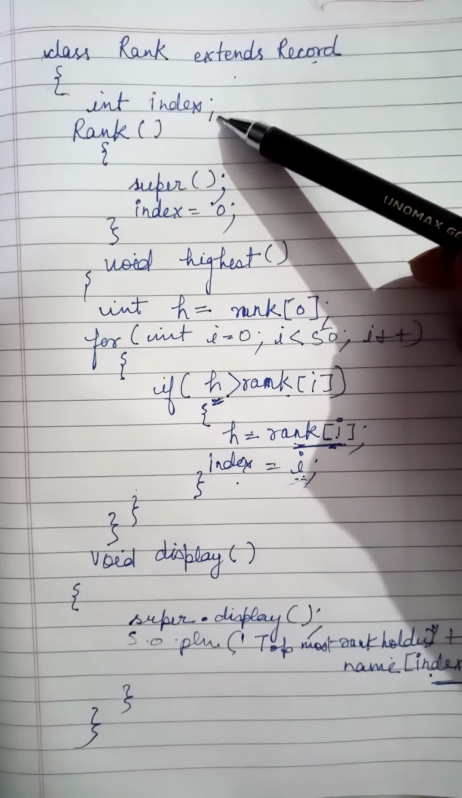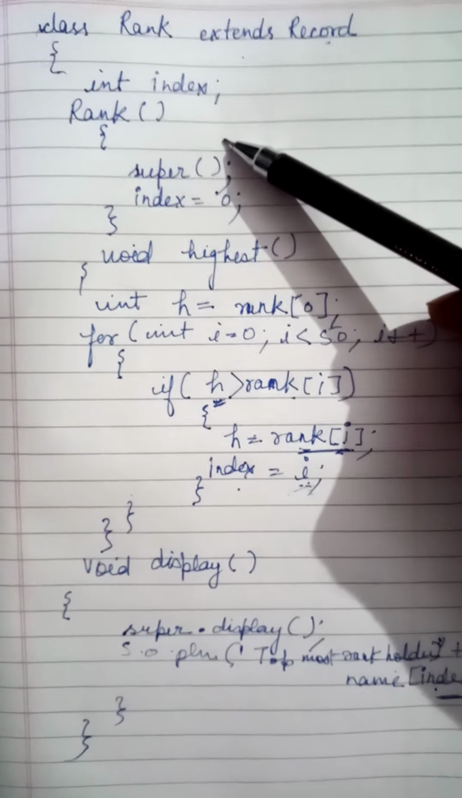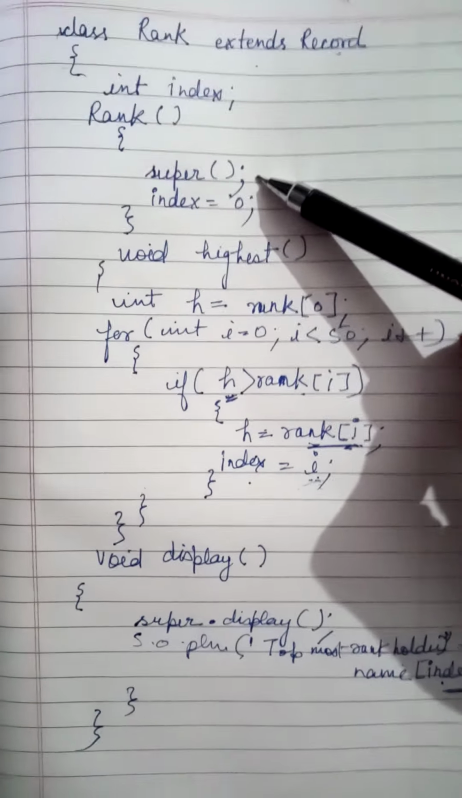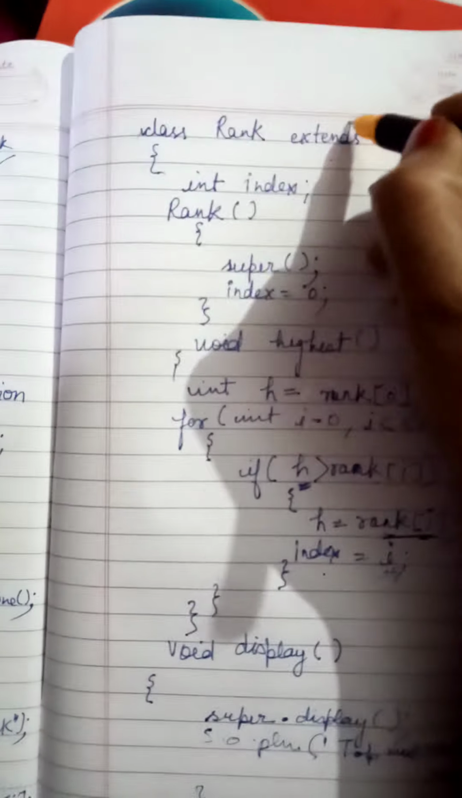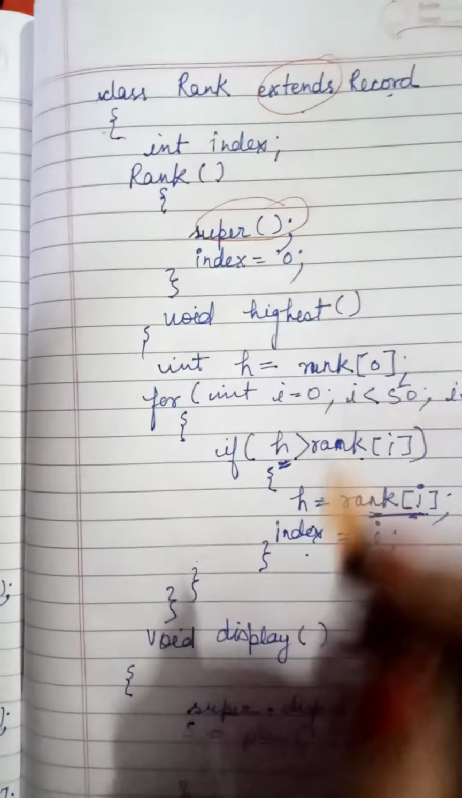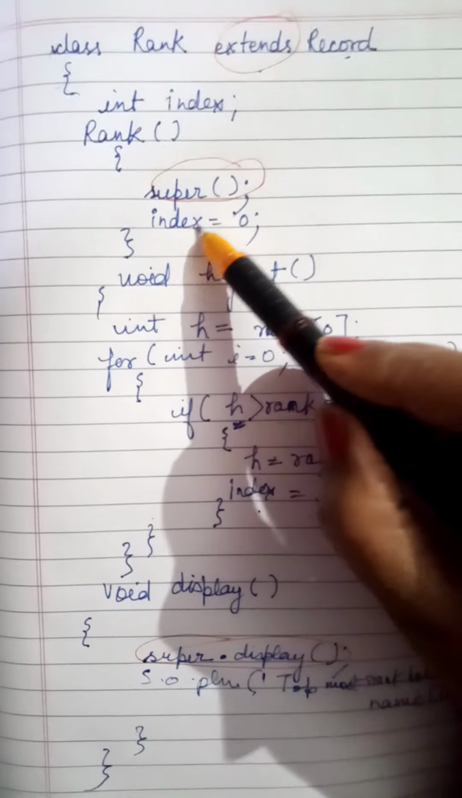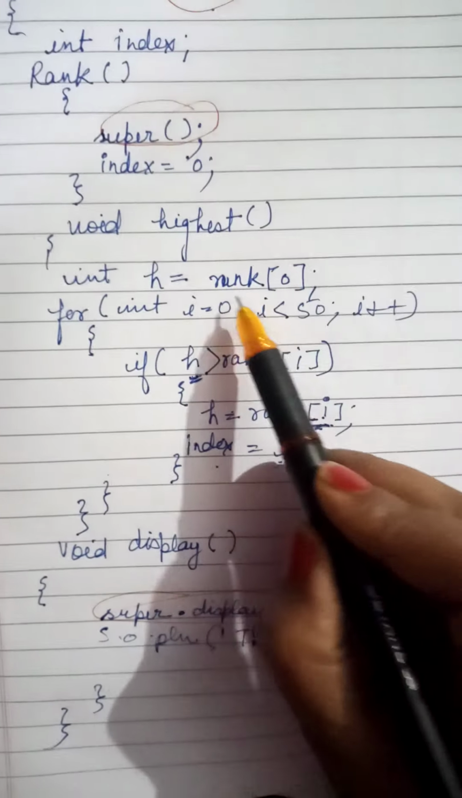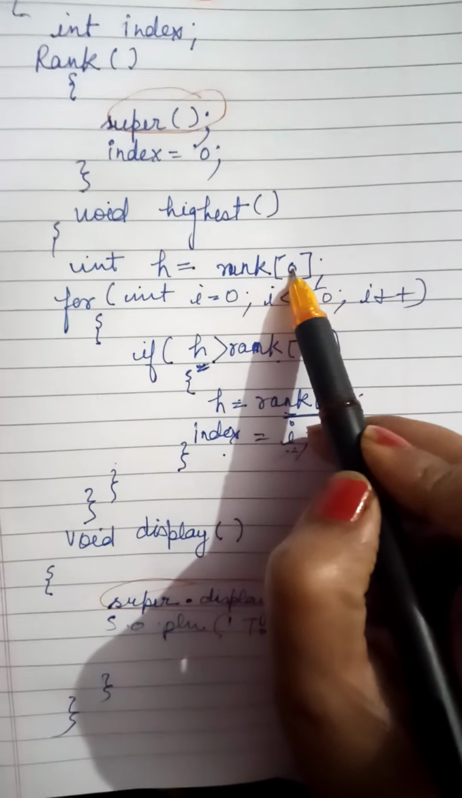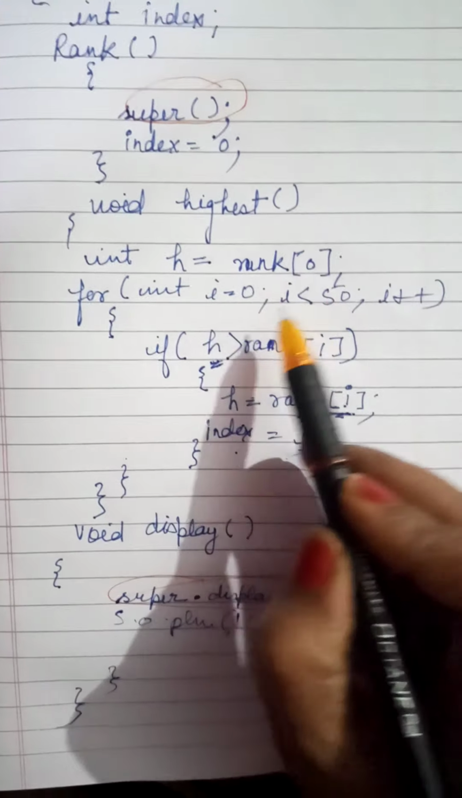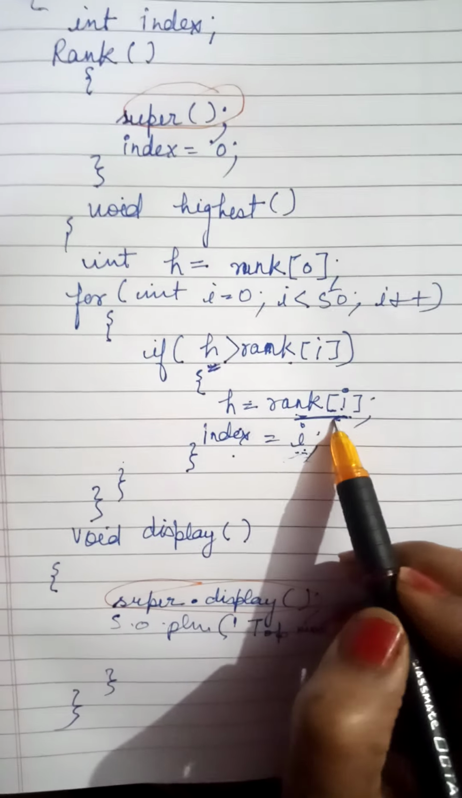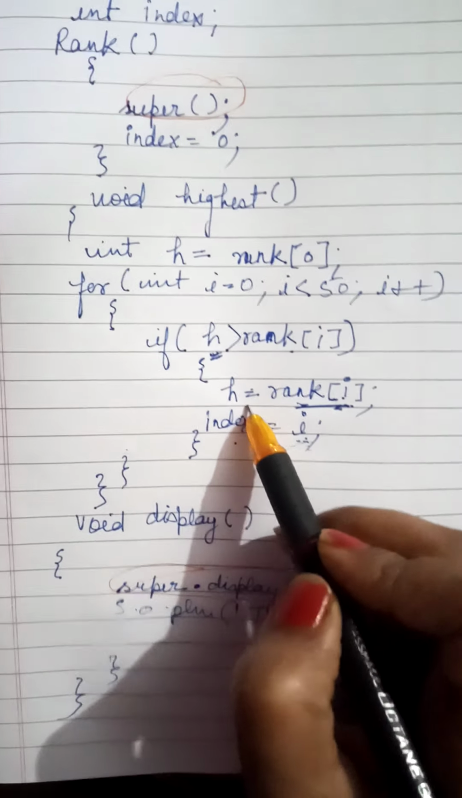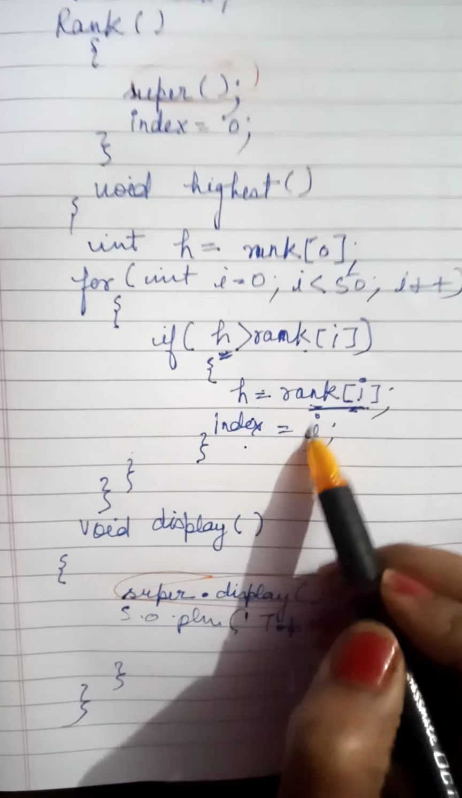Okay, variable index. In the subclass constructor, the first statement will be super, to invoke the constructor of the superclass. These two things are very important. In fact, you can say 3. Okay, index equals to 0, then highest, the very first element we have, suppose that one is highest. We are comparing that with the rest of the values of rank, and if any of them is higher than the value of h, we are storing that within h and the index within index.